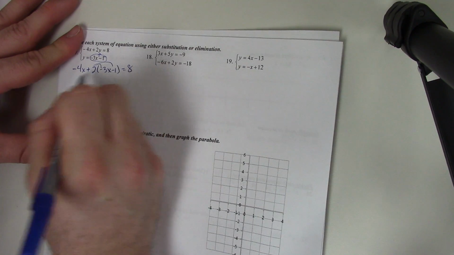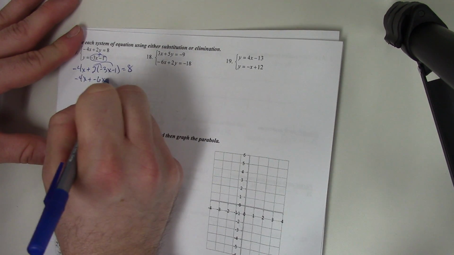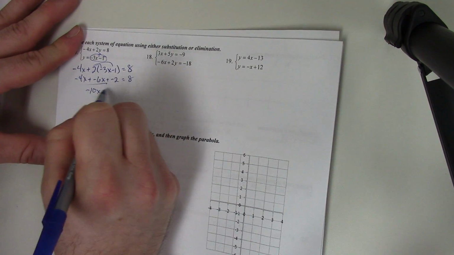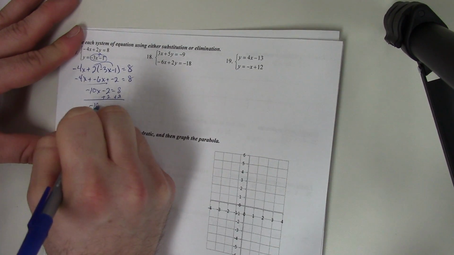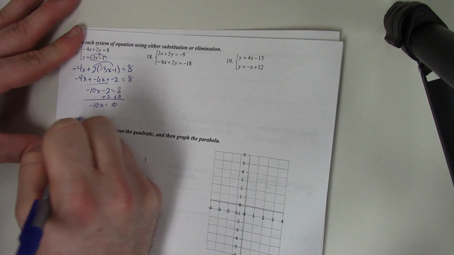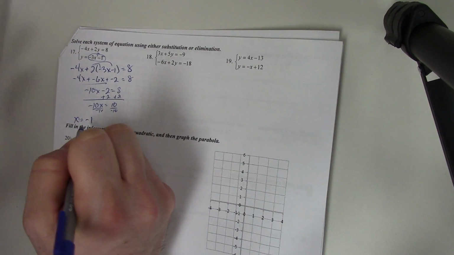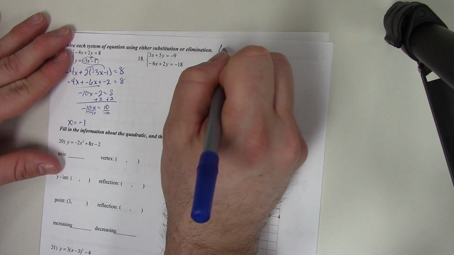Do the math. Distribute it. -6x plus -2 equals 8. Combine my like terms. Bring the 2 to the other side. And I get x, of course I divide, x equals -1. But here's the thing, to solve a system, the solution is a point.